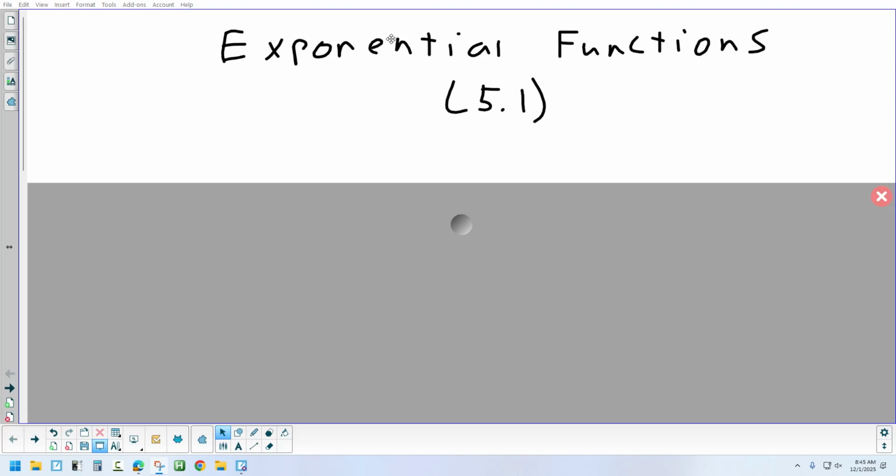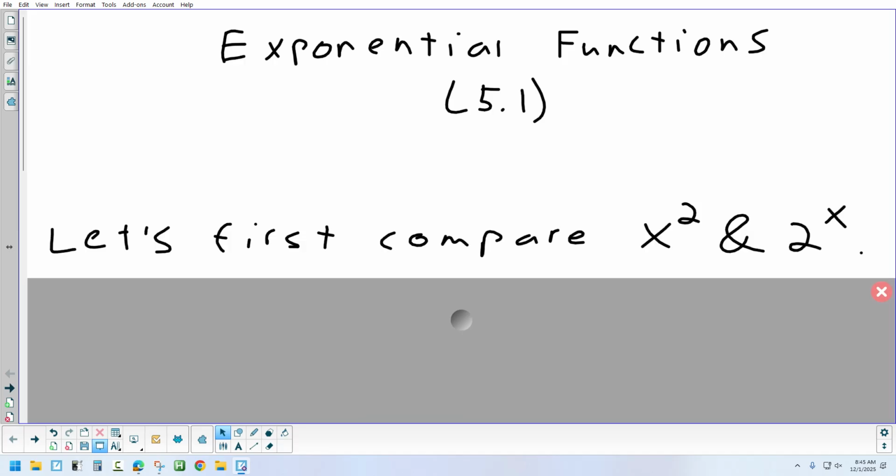Alright, so this week we're going to be taking a look at Chapter 5. We pretty much do the whole chapter in 1 week, but it's because we only do 2.5 sections out of all 5 of the sections in the chapter. So we're going to look at 2 kinds of functions. The first one we're going to look at is exponentials. And when we get to 5.4, we're going to look at logarithms. Okay.